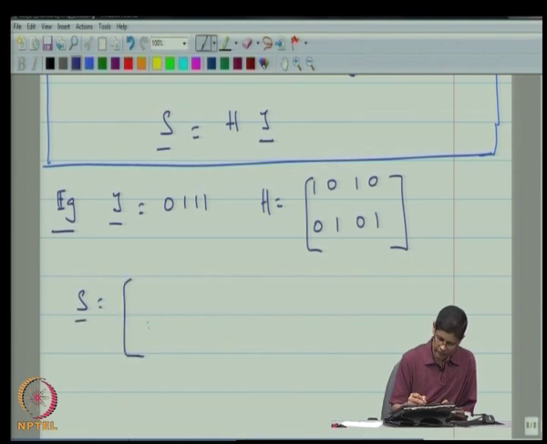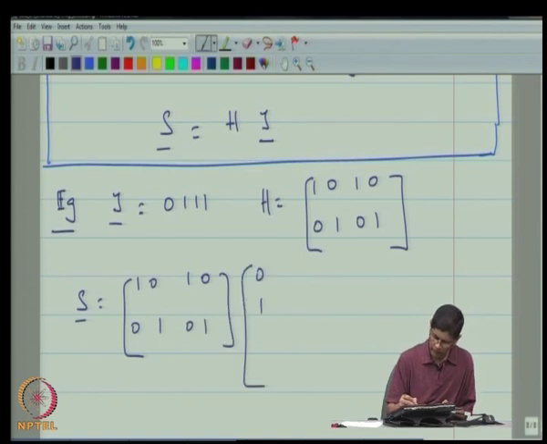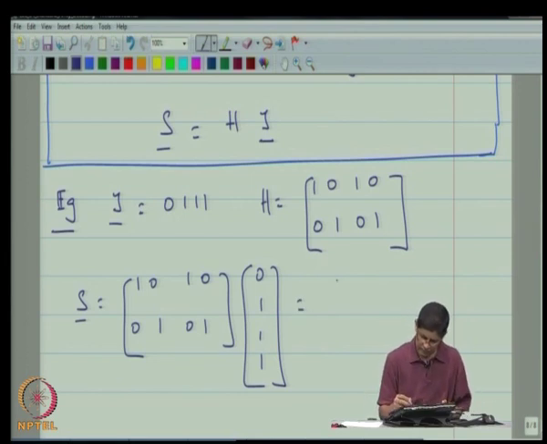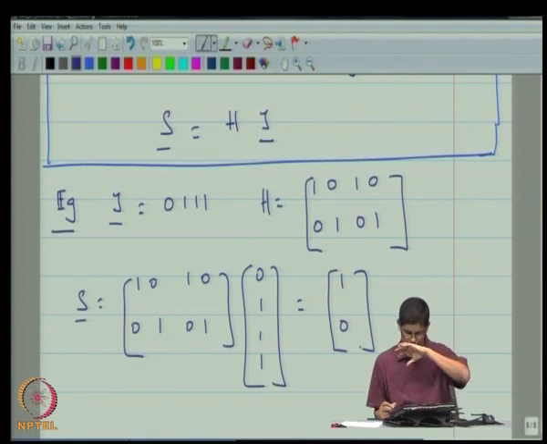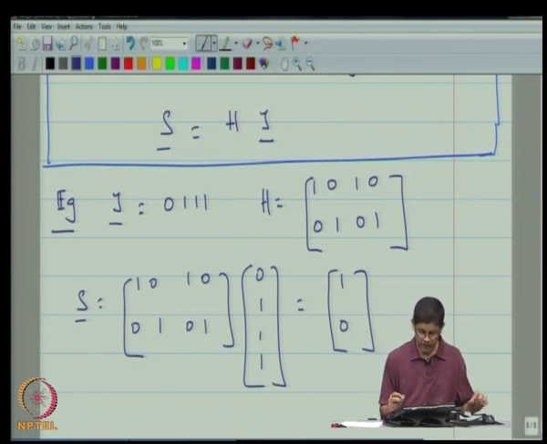So, S is equal to, and you can easily see that this is nothing but the sum of the last three symbols. So, that is 1 and 0. Okay. So, this is the syndrome associated to this particular received vector.